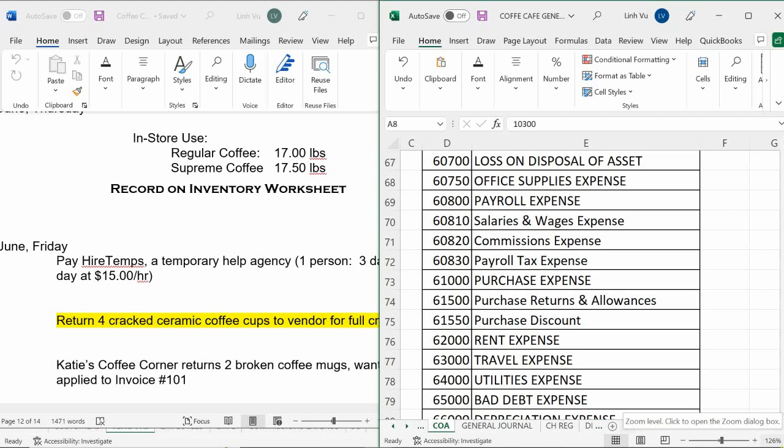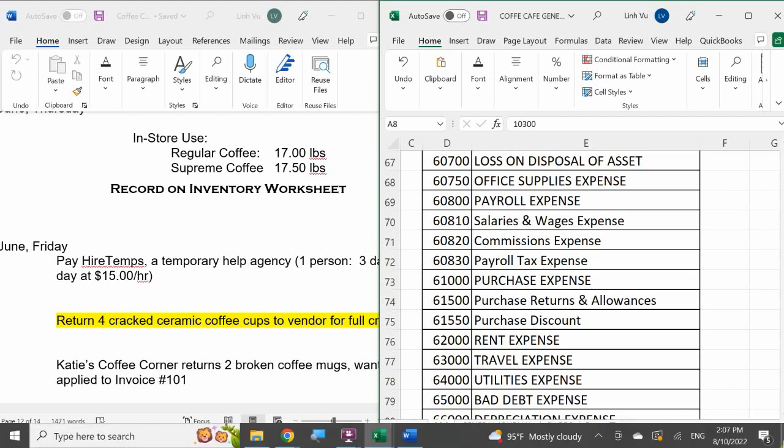Correct, because in this case, like I've mentioned, once an expense has occurred, it's kind of difficult to undo an expense. So how do we undo an expense? We're unfortunately going to have to create a contra account. So in this case, it's exactly what we're using. We're using purchase returns and allowances, which is a contra account to the purchase expense account. So in this case, that is number 61,500.